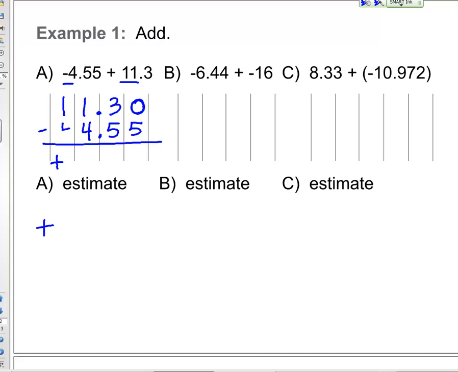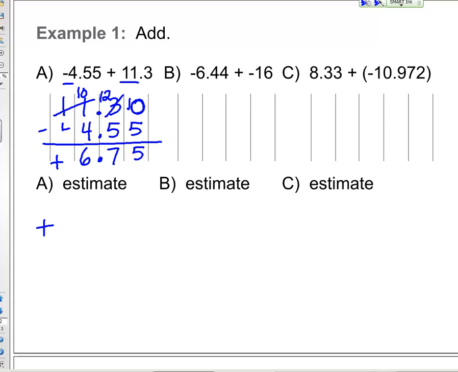Now I can't take away 5 from 0, so I'm going to borrow from the 3. And 10 minus 5 is 5. And I can't subtract 5 from 2, so I'm going to borrow from this 11. I'm going to make this 10. And now I have 12. 12 minus 5 is 7. Bring down my decimal point. And 10 minus 4 is 6. So I end up with an answer of 6 and 75 hundredths.